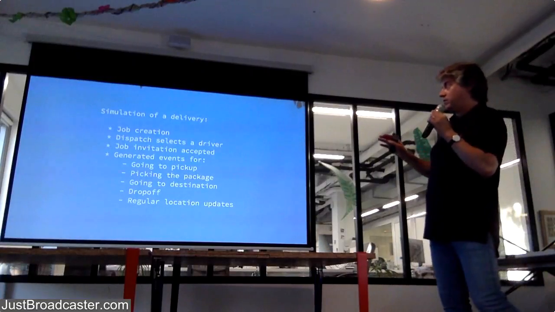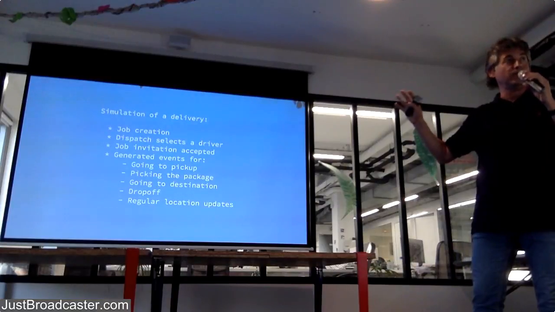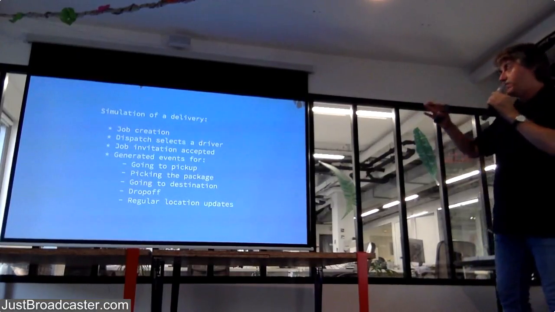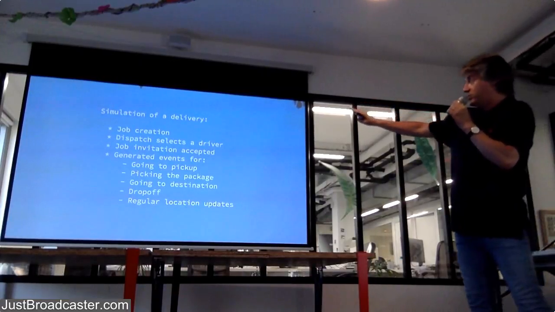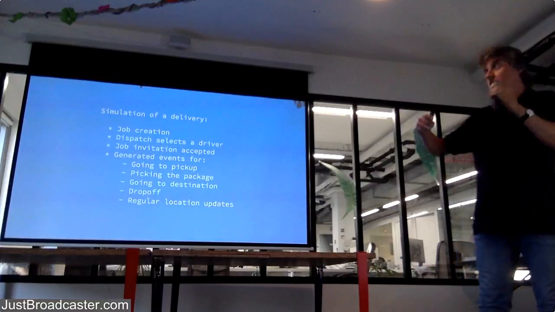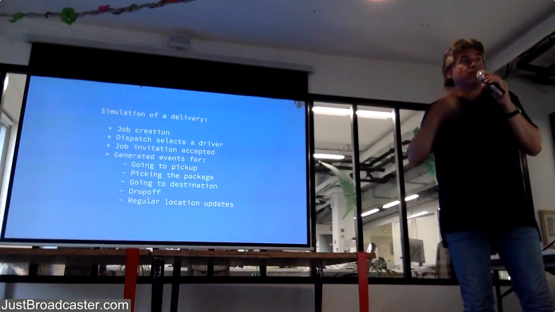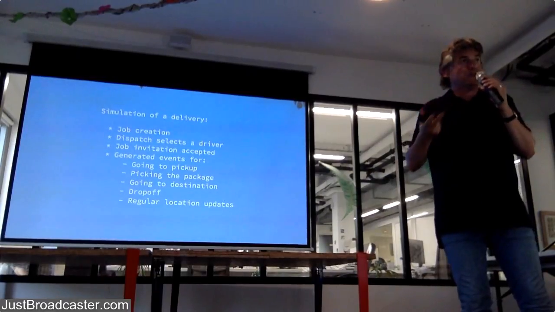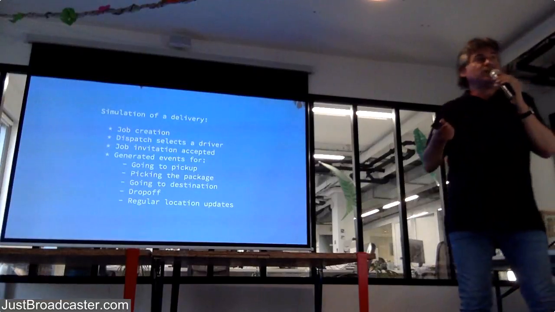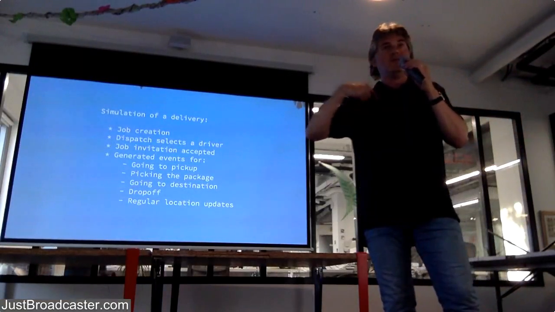And this is to wrap up the simulation of a delivery, okay? So we have all the pieces, or most of them. When a job is created, the dispatch selects a driver. Then the job invitation for that job is going to be accepted by that virtual driver, because there's no actual driver going on. And then this generates events. So the actual delivery is performed through events.